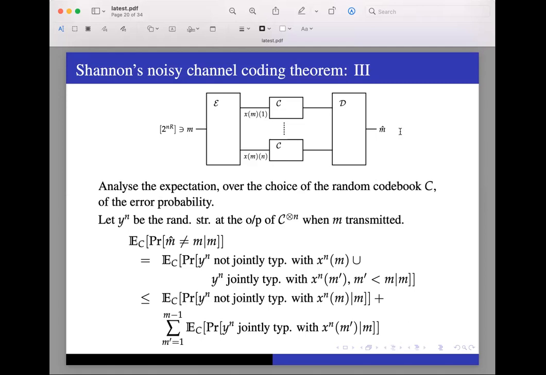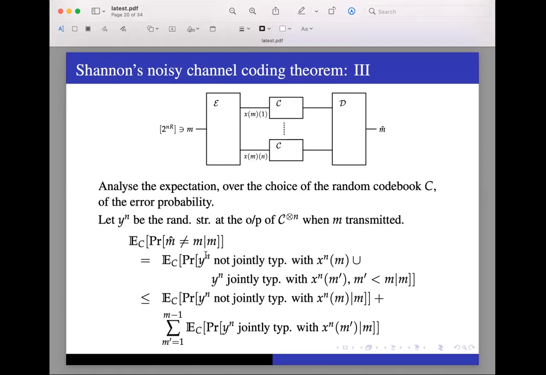And then it goes to the deterministic decoder, and out comes m hat. So I can think of the probability that m hat is not equal to m, given that m is transmitted. So this is the notation. Of course, this probability depends upon the choice of the code book. So I can take the expectation of it over the choice of the random code. This is the quantity on the left-hand side, which I'm going to analyze. This is what is called the expected decoding error probability.